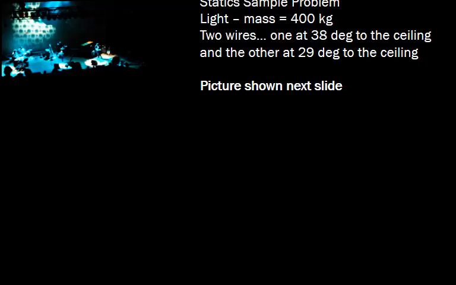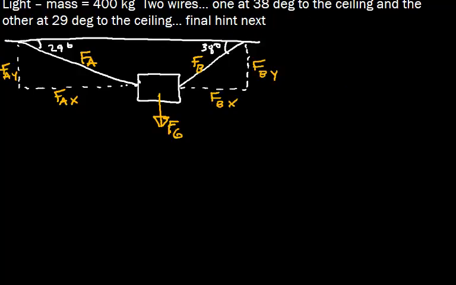We have a light that's being hung with two angles. Let's go ahead and picture this here. We have FA holding up on this side at 29 degrees. Same angle, alternate interior, up here and then down here. 38 degrees over here, and we want to find out what FA and FB are. We have the force of gravity straight down there.